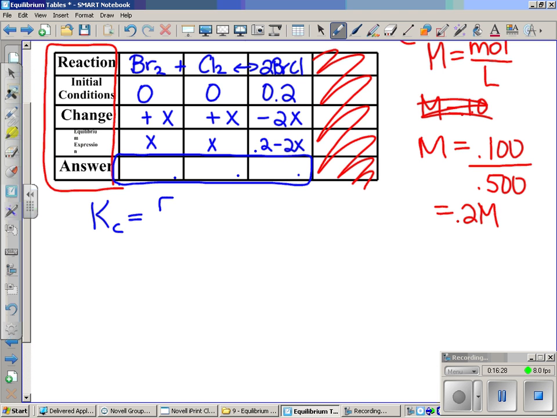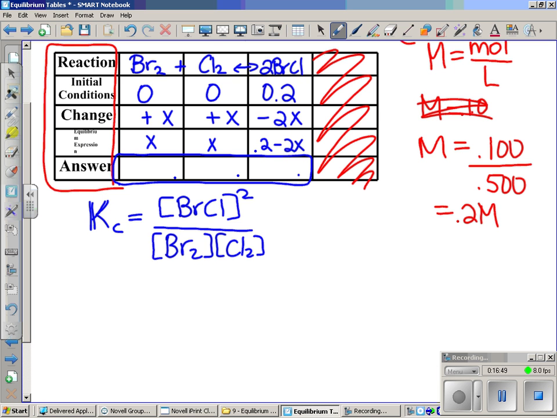Remember, we were looking at phases. All of these phases in this problem are gases, so they're all going to be included. So you're going to have BrCl. The BrCl is on top because it's the product, but look at its coefficient. It should have a square on it in the K expression. And then Br2 has a 1, and Cl2 has a 1.